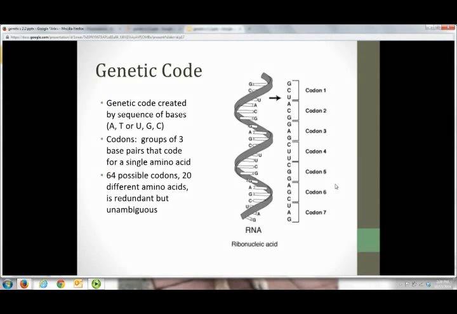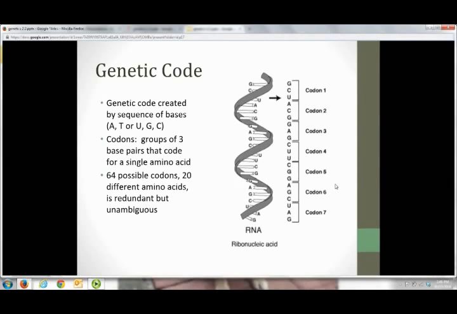With the genetic code, it's created by a sequence of bases, the A, T, or U, and then G and C. We have 20 different amino acids and 64 possible codons. A codon is a group of 3 base pairs that will code for a specific amino acid. We need to use 3 base pairs in order to have enough possible codons. If we only used a single base pair, that would only allow for 4 different amino acids.